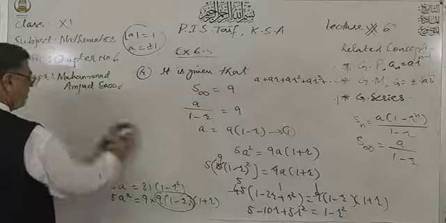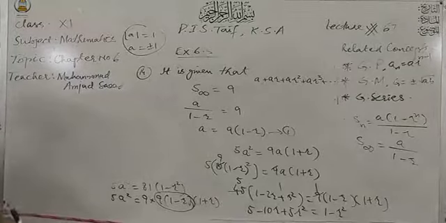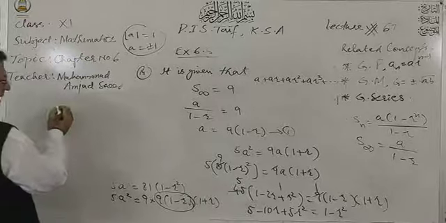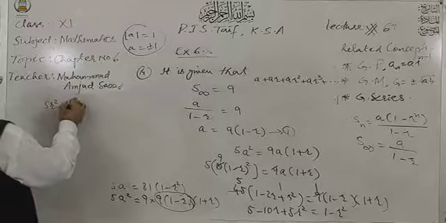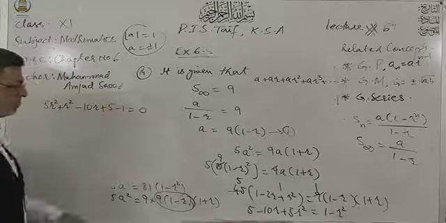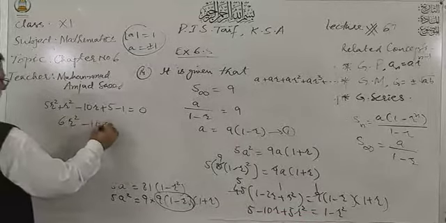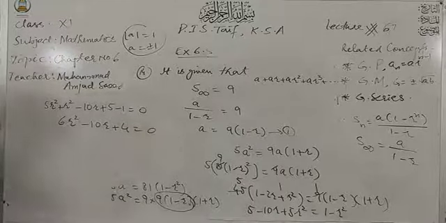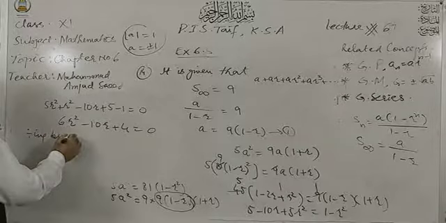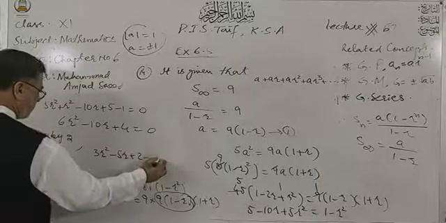Actually we are applying the values of a to convert the whole equation into r. So we have 5r² + r² − 10r + 5 − 1 = 0. Bring this r² to the left hand side. This will be 6r² − 10r + 4 = 0. Dividing by 2, we can have 3r² − 5r + 2 = 0.